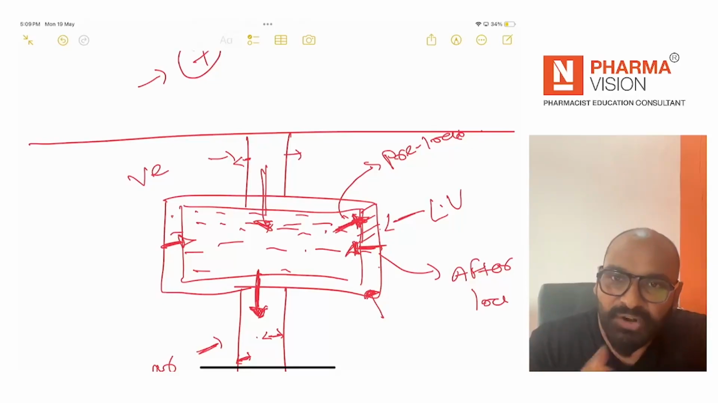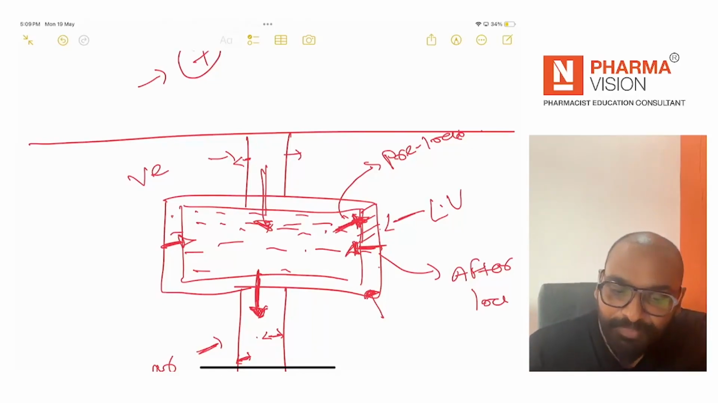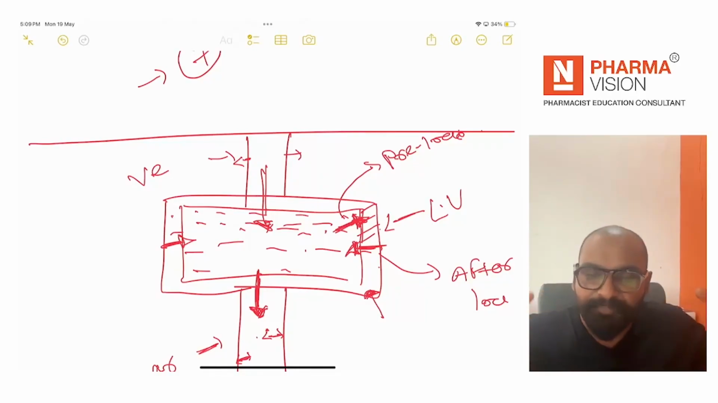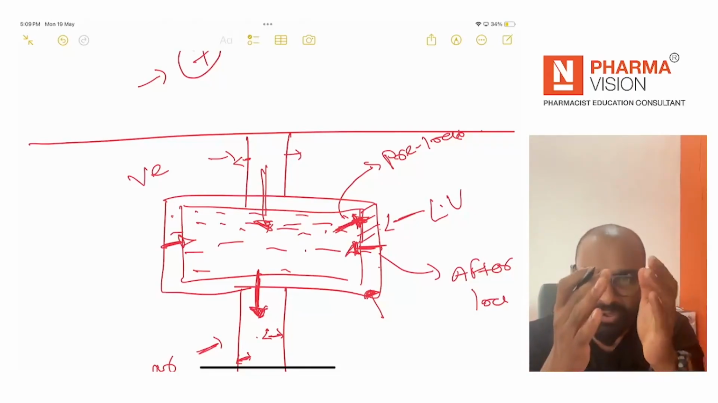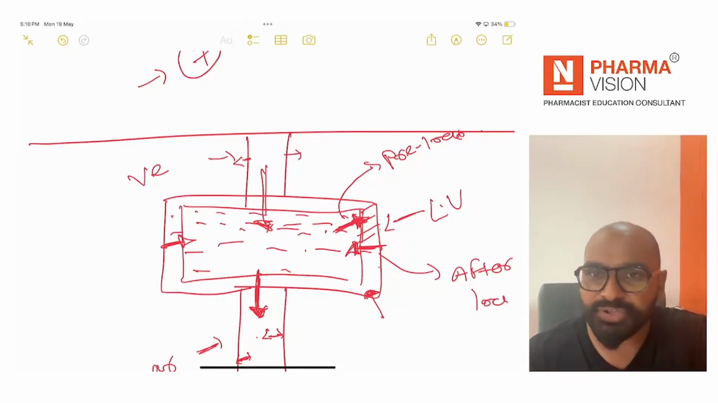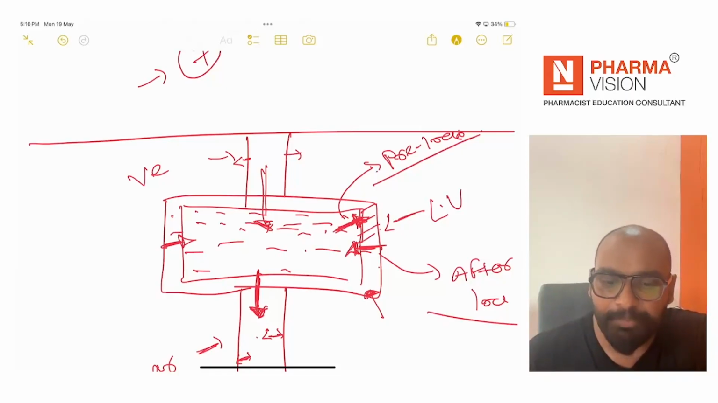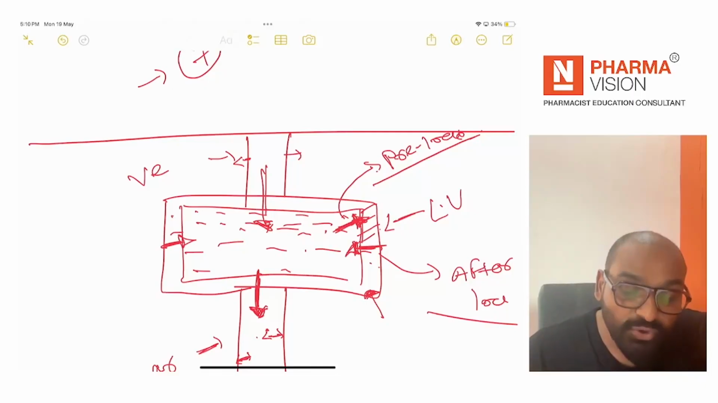So venodilatory medications are considered preload reducer medications, and then the artery dilators. If the artery is dilated, the left ventricle wall has to exert less pressure to push the fluid out from the left ventricle to the outside. That is called afterload reducing medications. So the terms preload and afterload are very important, and this left ventricular hypertrophy is also very important.